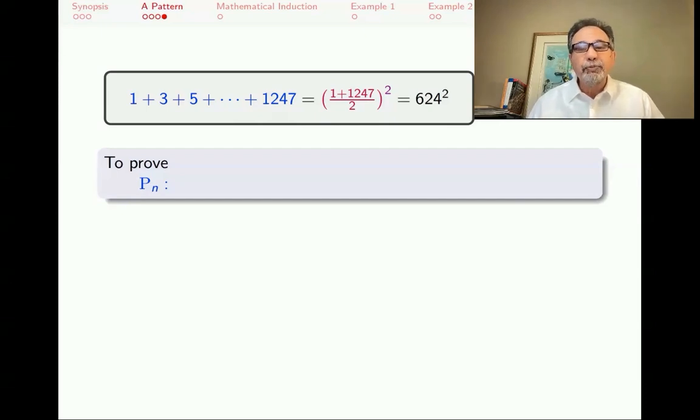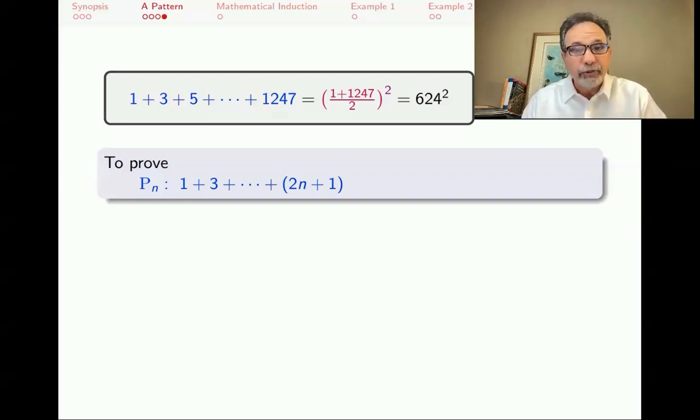So Pn is going to be, instead of 1 plus 3 plus 5 all the way to 1247, I'll start with 1. I will add odd numbers, but I won't stop at 1247. I will go to an arbitrary odd number, and I'm going to write that as 2n plus 1. 2n is an even number. 2n plus 1 is always an odd number. So if n is 0, for example, this would be 1. If n is 1, this would be 3. If n is 2, this would be 5, and so forth.